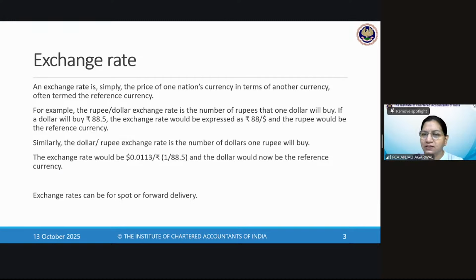Now, I hope you have understood what is the reference currency and how we calculate the exchange rate between two different currencies.